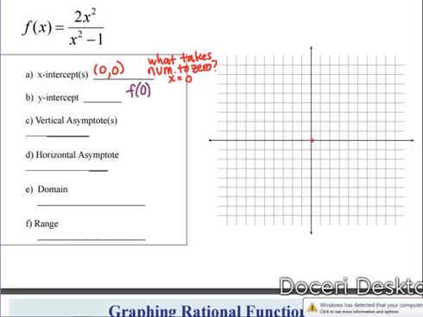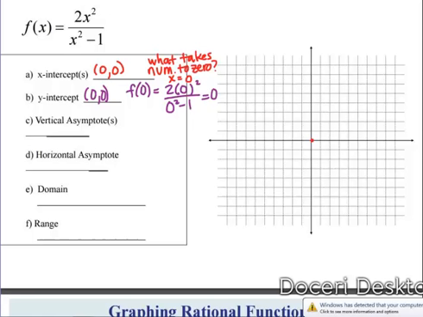Then we go down to the y-intercept. The y-intercept is when x is 0, so find f of 0. We plug it in, and we find 0. And then we realize we already had the x and y-intercept when we found the x-intercept was at the origin.